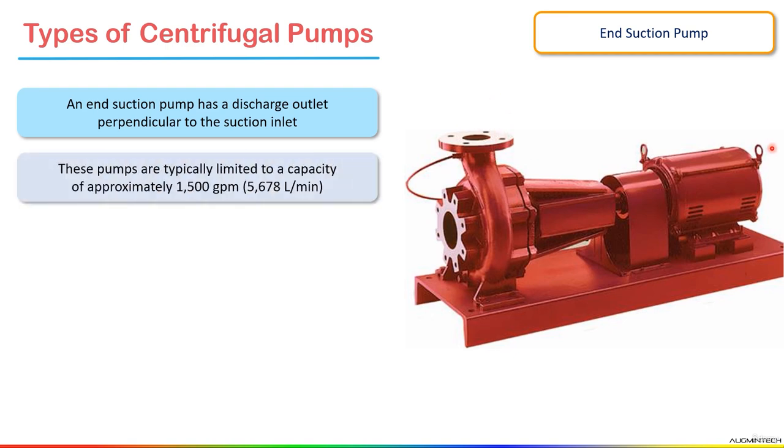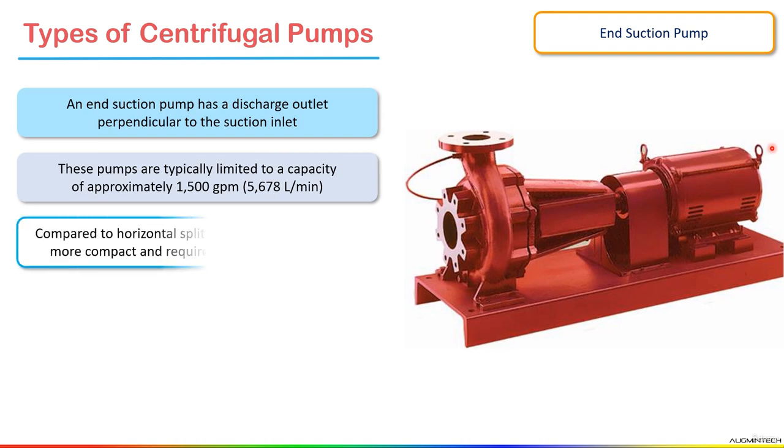So these pumps are typically limited to a capacity of approximately 1500 GPM only. If I compare both inline and end suction pumps, this end suction pump requires more space as compared to inline. So it is based on the space available at your site. Based on that, you can install your pump.